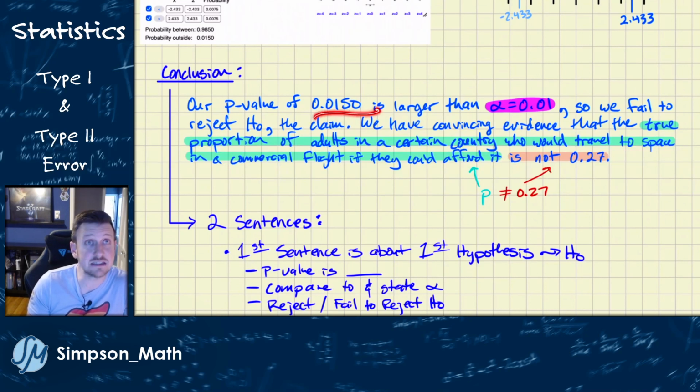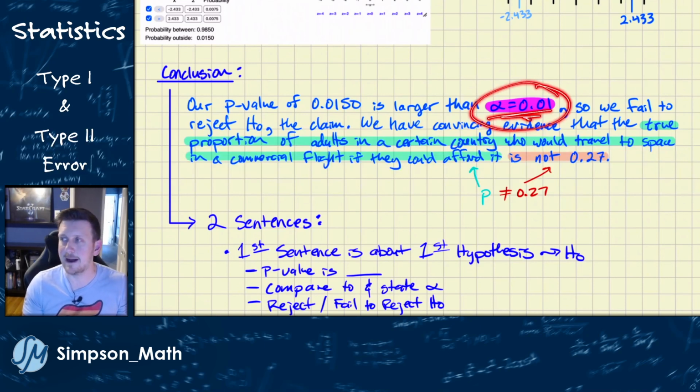0.0150, a p-value that is typically pretty small. But for some reason, the problem wanted us to have a good amount of evidence before we rejected this null. For some reason, maybe a billionaire was trying to see if they wanted to invest in this or not. So they were putting a lot on the line.